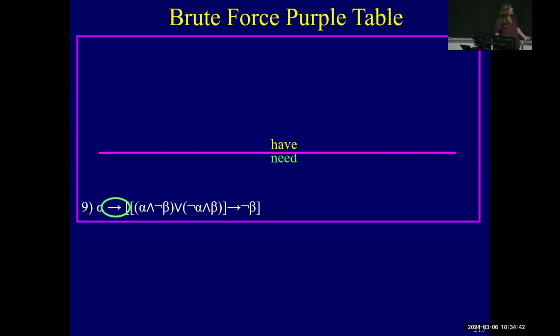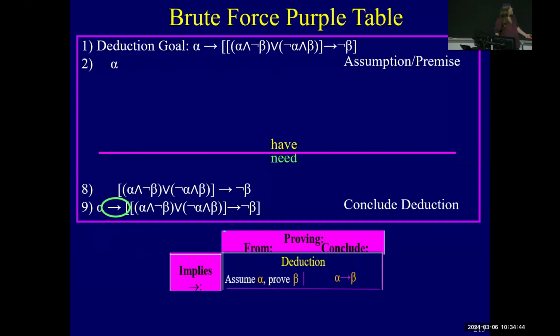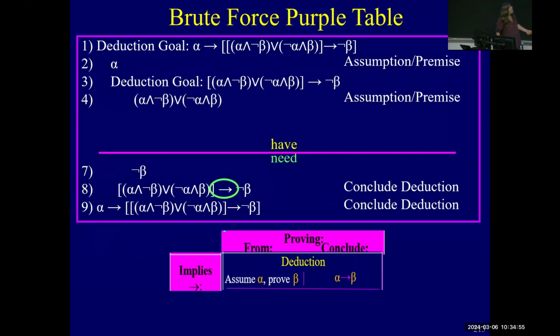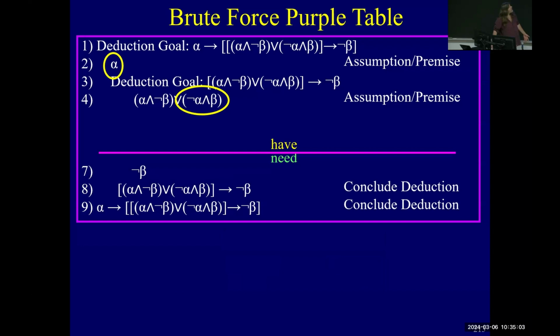So we can do deduction. We assume the left side and we need to prove the right side. And then again, we need to prove by deduction: we assume the left side and we need to prove the right side. And then we can say, well, backwards, how can we get to not beta? I don't know how to get to not beta directly, but how can I use this stuff?